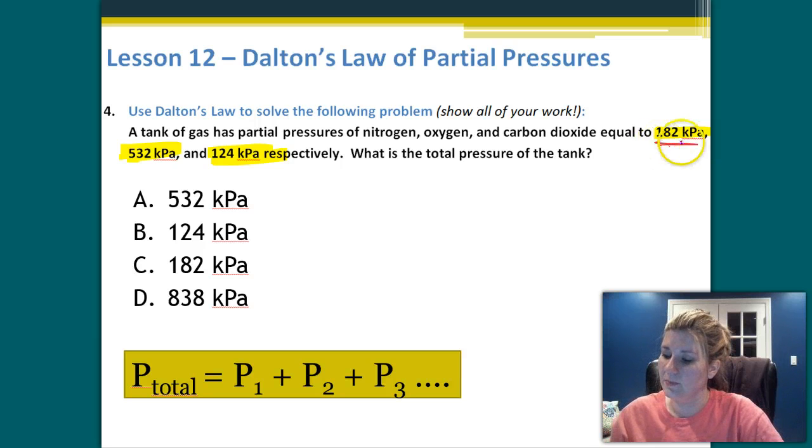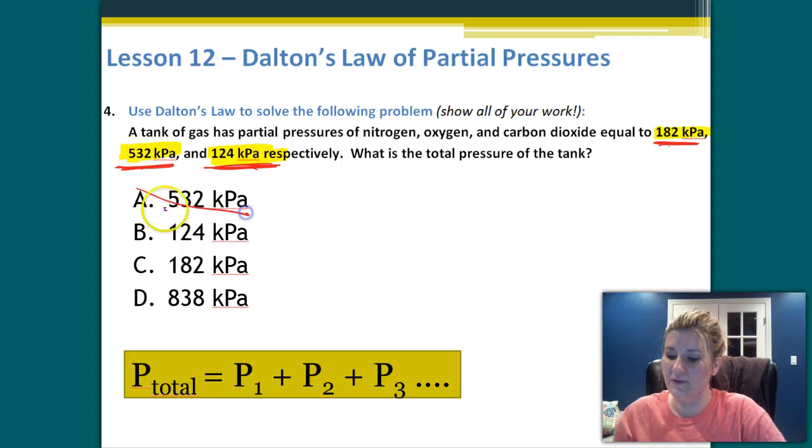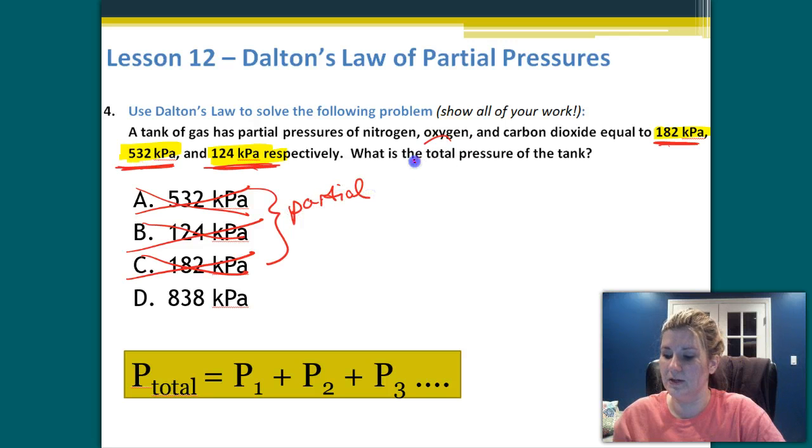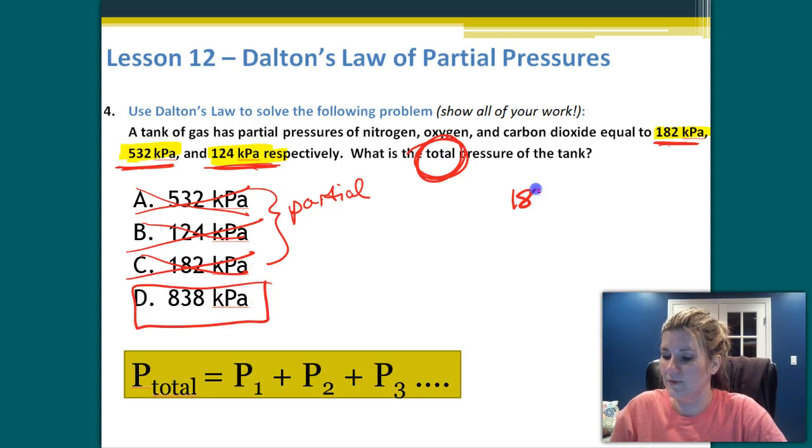Don't forget you have the ability to strategically take your quizzes and tests. So if these are the partial pressures, the total pressure has to be more than each of them. So 532 on its own isn't going to work. 124 on its own isn't going to work, and neither is 182, because those are each partial pressures. They are not total pressures. Okay? Total pressure is going to be the sum of all of them. And so I can work that out for you there.